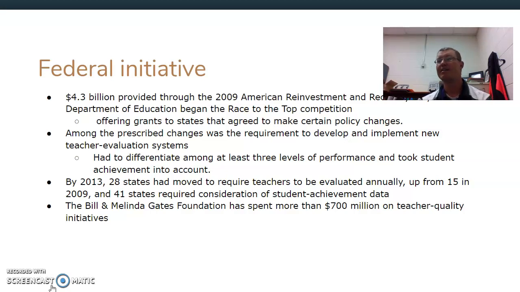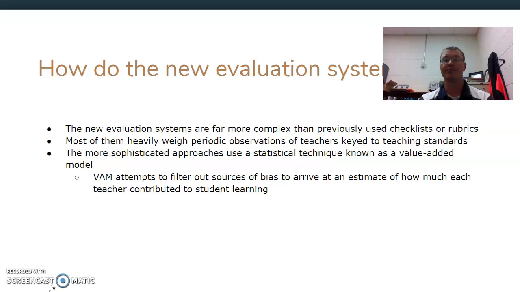By 2013, 28 states had then required teacher evaluations, and 41 states required consideration of student achievement data. This was a drastic increase in 4 years. The Bill and Melinda Gates Foundation have also spent more than $700 million on teacher quality initiatives throughout the country.